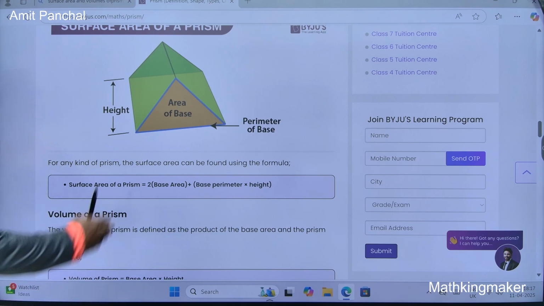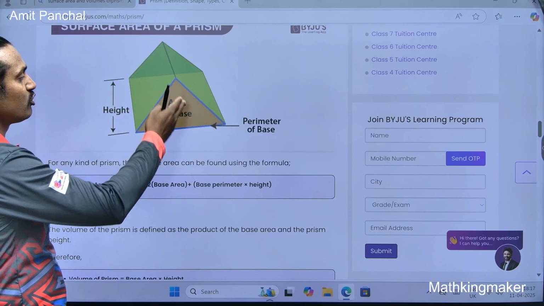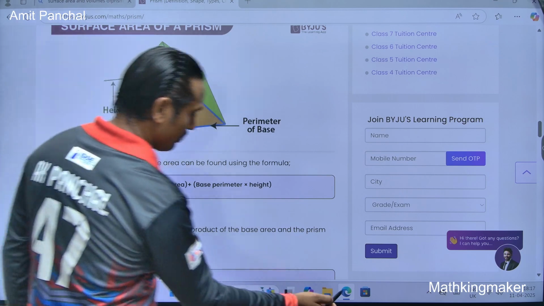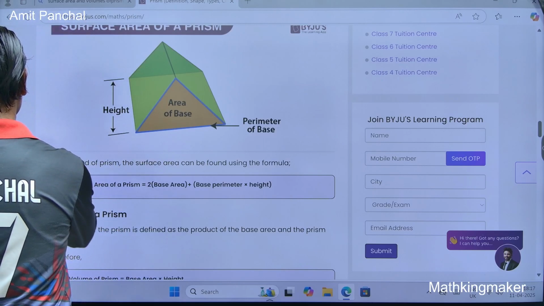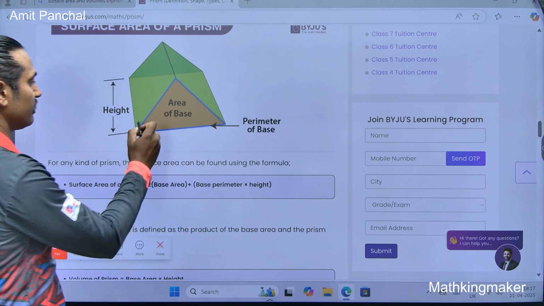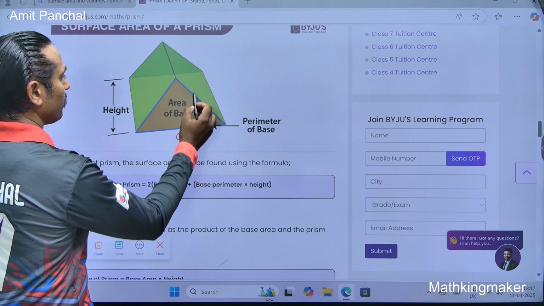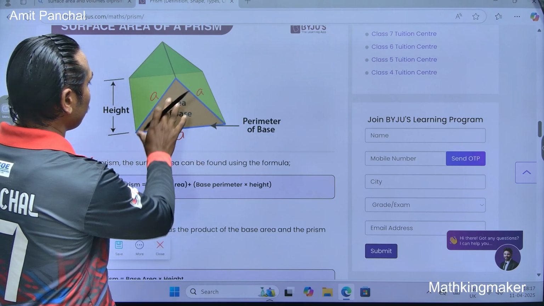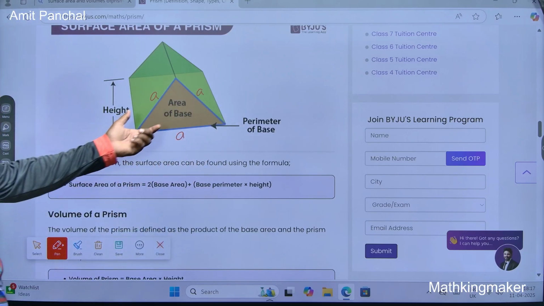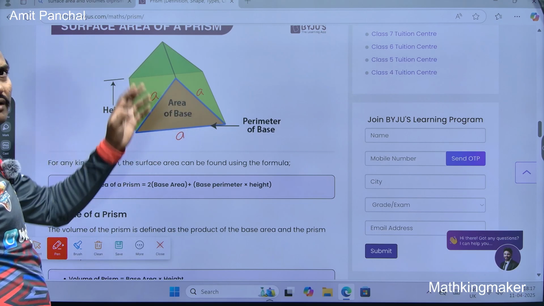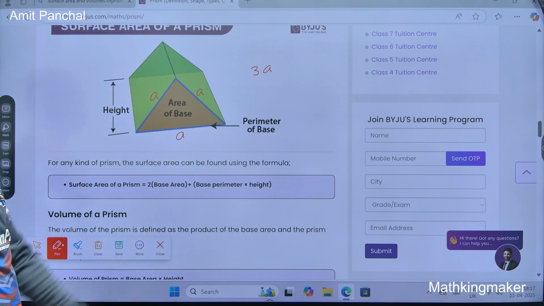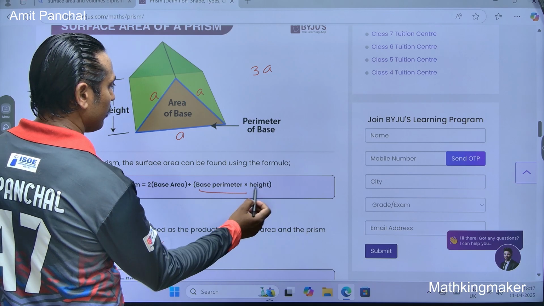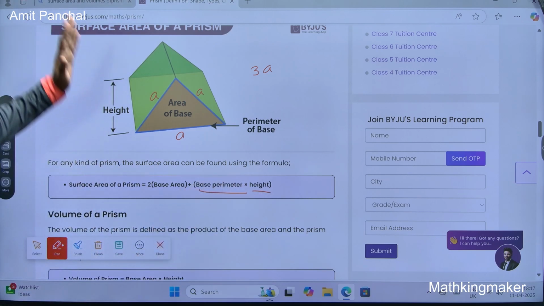Base perimeter, if it is a triangle, let us say it is an equilateral triangle, and this is its base. So what will be its perimeter? Perimeter of the triangle will be 3a. If you join all the sides of a triangle, you will get the perimeter. So perimeter of the base will be 3a, and height of the prism.